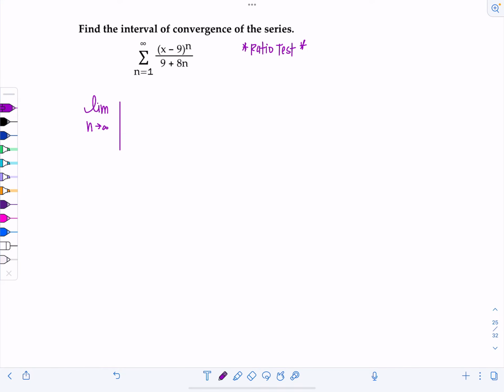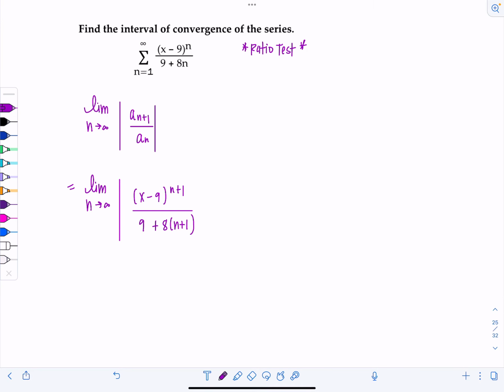Again, absolute value of a_(n+1) over a_n. So you always do this when they ask you to find the interval or radius of convergence. So this is going to be the limit as n goes to infinity of the absolute value of a_(n+1), that's going to be (x minus 9) to the n plus 1 over 9 plus 8 times (n plus 1), divided by a_n, which is times 9 plus 8n over (x minus 9) to the n.